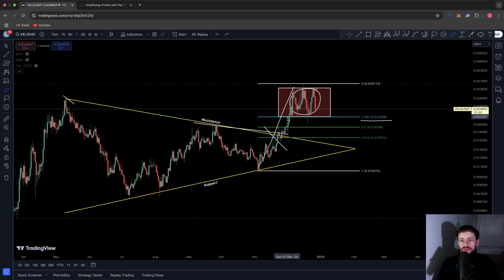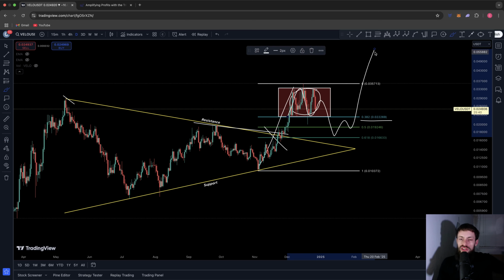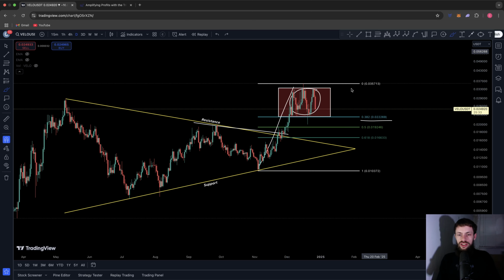I think that if we do see some sort of corrective pullback over the next couple of weeks leading into January, it's just going to offer fruitful opportunity going into the rest of Q1 in 2025. Again, nothing that I say is financial advice. This is just what the charts are showing me.